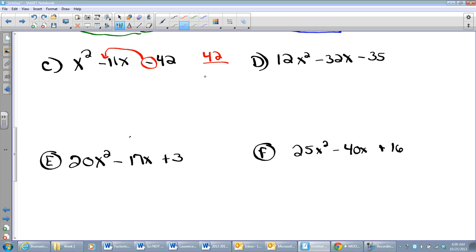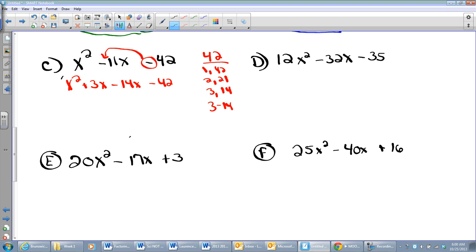Well, I'm just quickly going 1 and 42, 2 and 21, 3 and 14. Ooh, that's going to work. So I'm going to go 3 minus 14. So I'll have x squared plus 3x minus 14x minus 42.